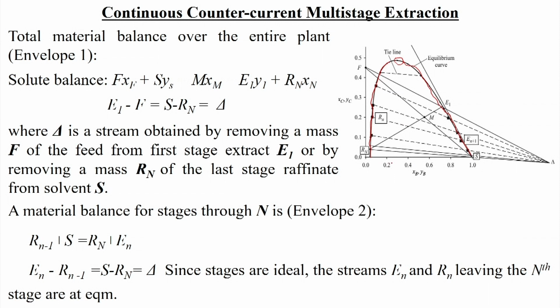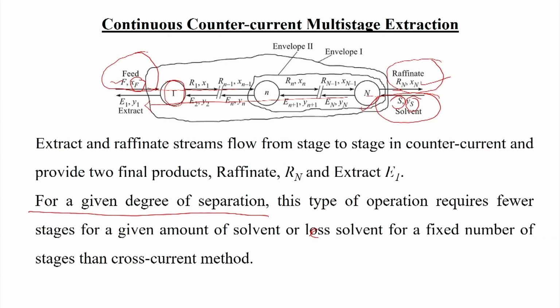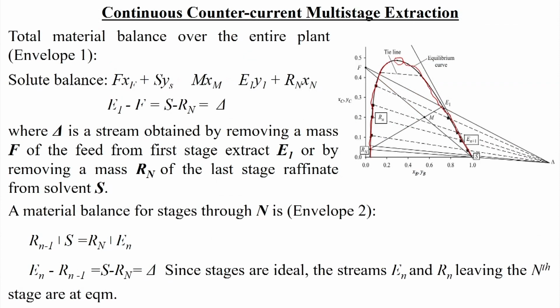Now, we will do the material balance for the entire system. The feed is entering at the first stage and the raffinate is exiting from the last stage, where the solvent is added, and from the first stage the extract is taken out. If we do the material balance, then F xf plus S ys is equal to M xm, that is nothing but E1 y1 plus Rn xn.